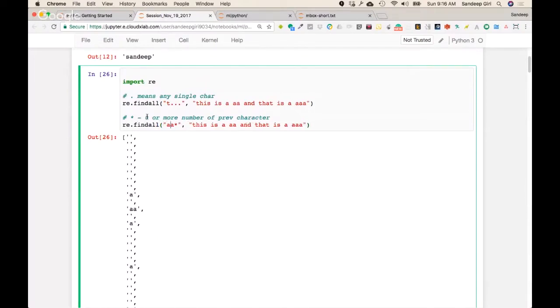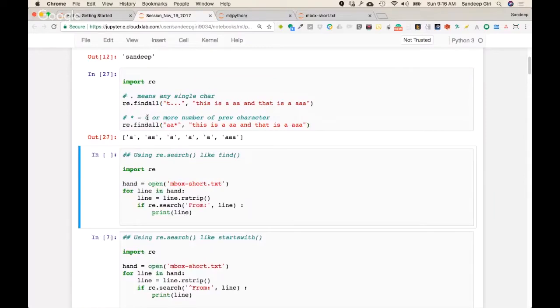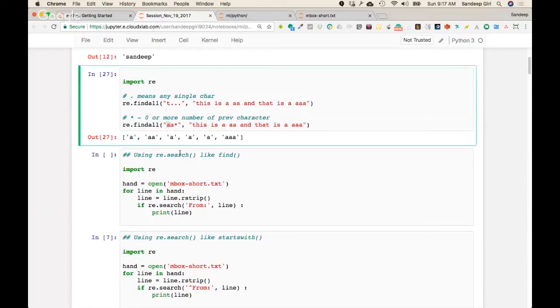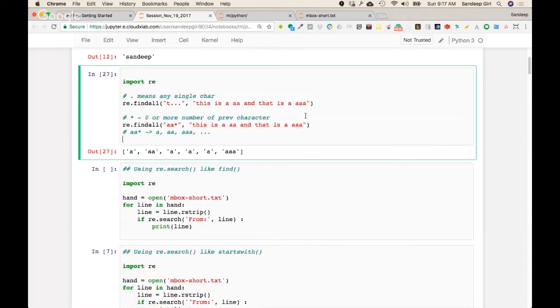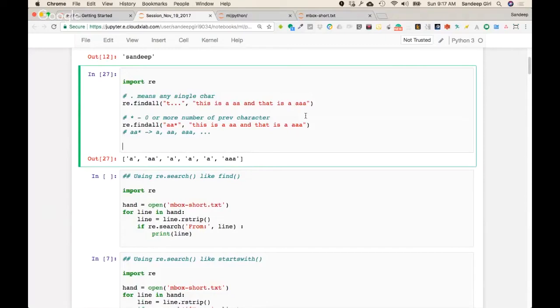Now, if I say a followed by a asterisk, what it means is that the first a is mandatory, and a asterisk means zero or more of these. So it matched a, double a, and found all of these. Basically, it would match a, aa, and so on if that is found in the text. Comfortable so far?